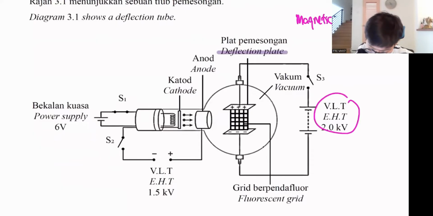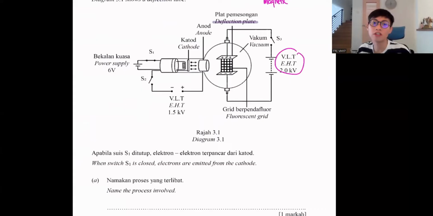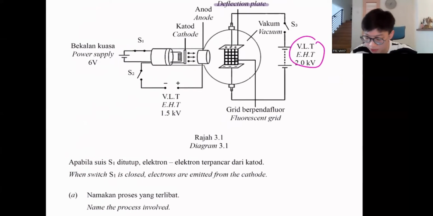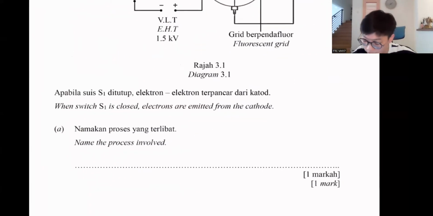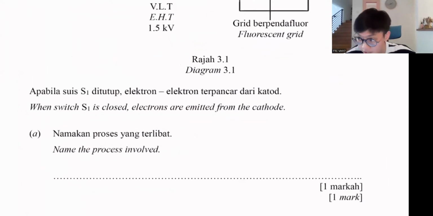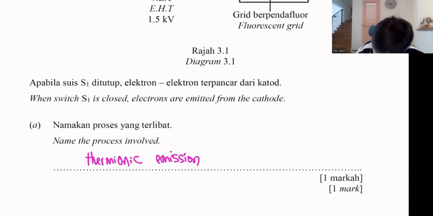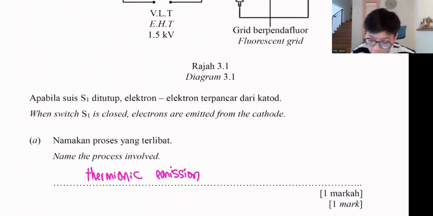Now, let's see the first one. Here they say when switch S1 is closed, the electrons are emitted from the cathode. So what is this process called? This process is known as thermionic emission.